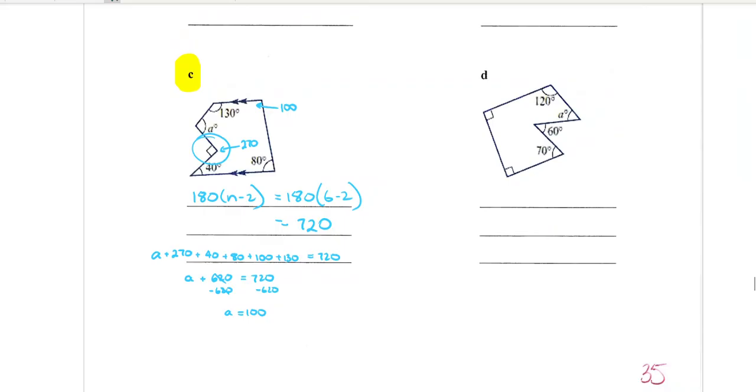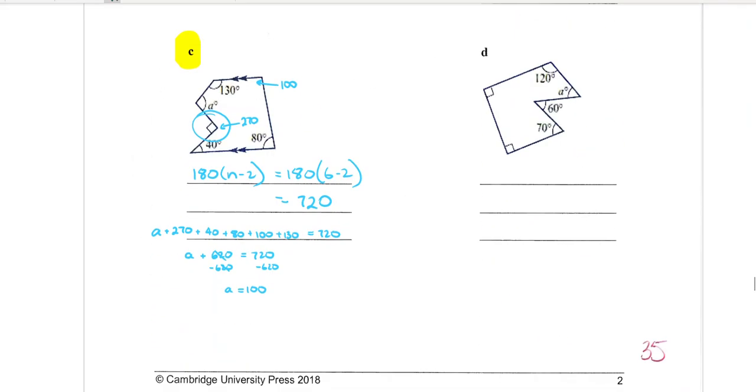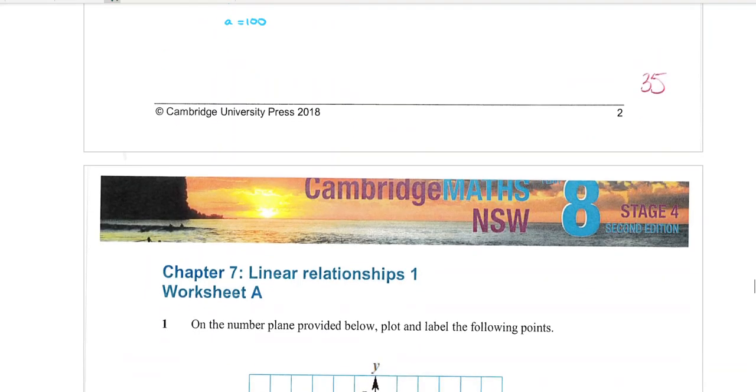If the question did ask you to give a reason for that, I don't know that this one does, let me just have a look. If the question did ask you to give a reason, you would say angle sum of a hexagon equals 720. Just like we do angle sum of a triangle equals 180, angle sum of a quadrilateral equals 360. So this would be angle sum of a hexagon equals 720. I think that might be the end. Yes, it is.